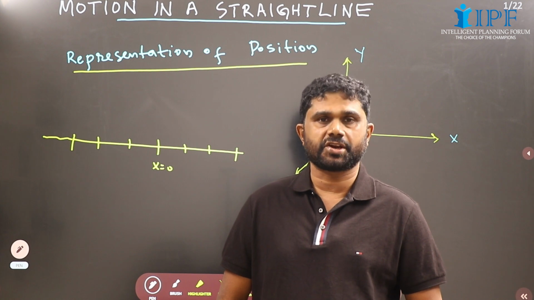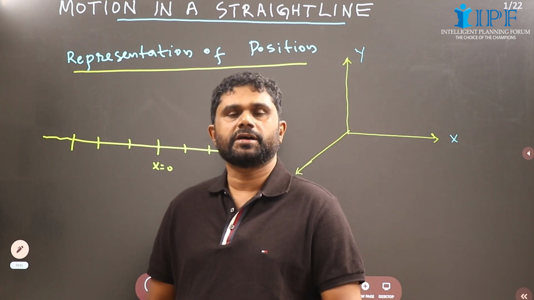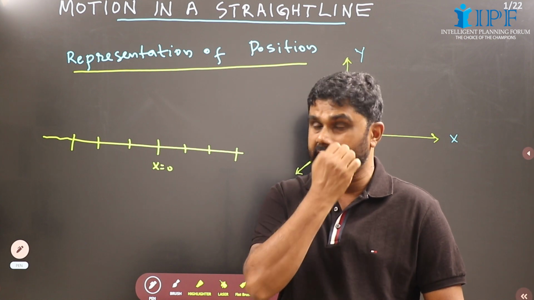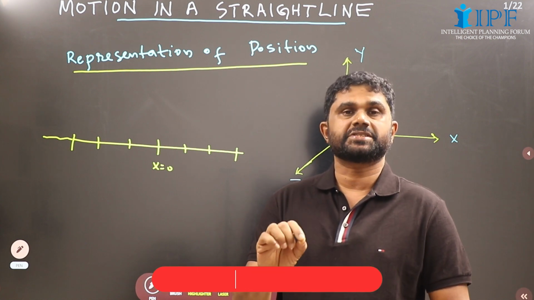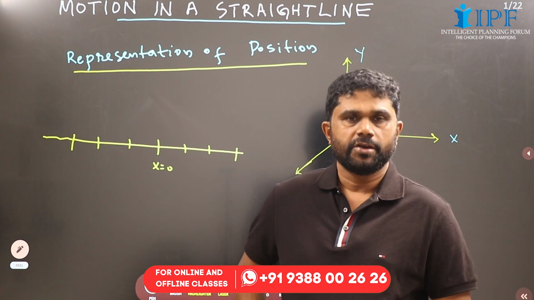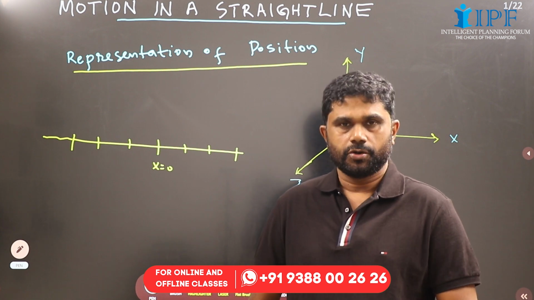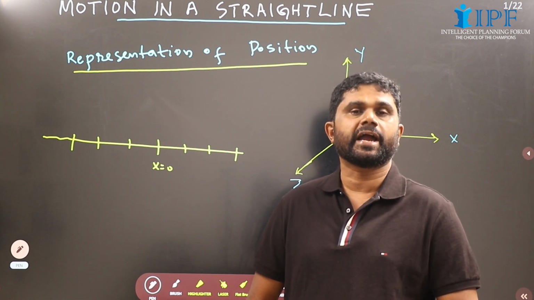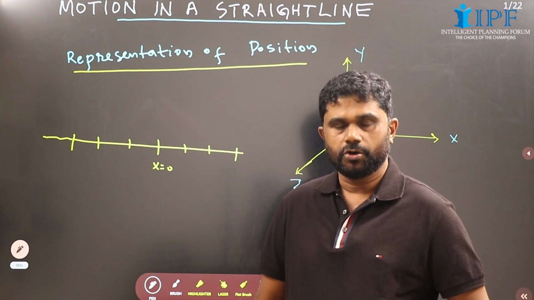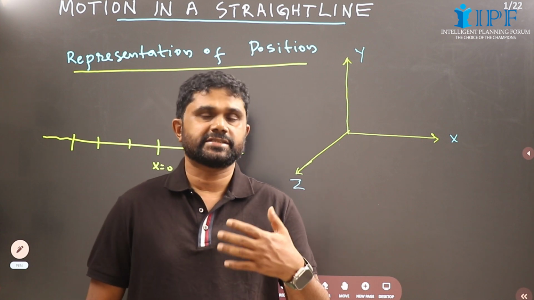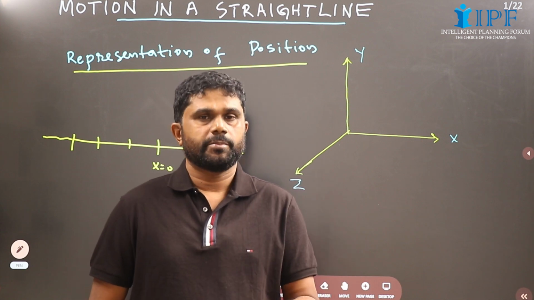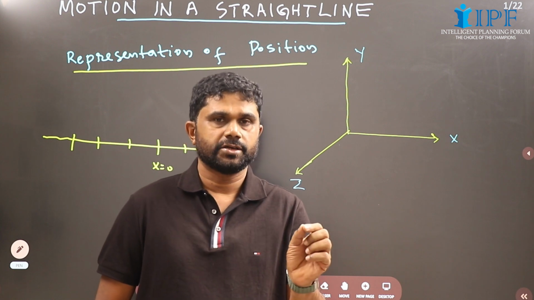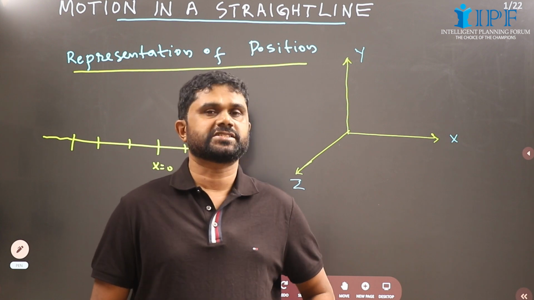Motion along a straight line. See here, the motion of the body is restricted into a straight line. So in order to represent the position of the body, we will have to choose an origin. The line along which the body is moving can be chosen as the x-axis, or you can choose that line as the y-axis or z-axis. But here the motion is restricted into a line, so let us choose that line itself as the x-axis.